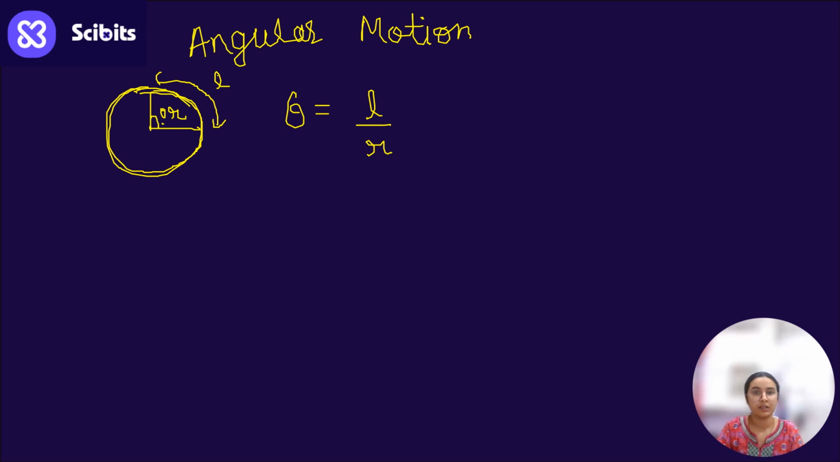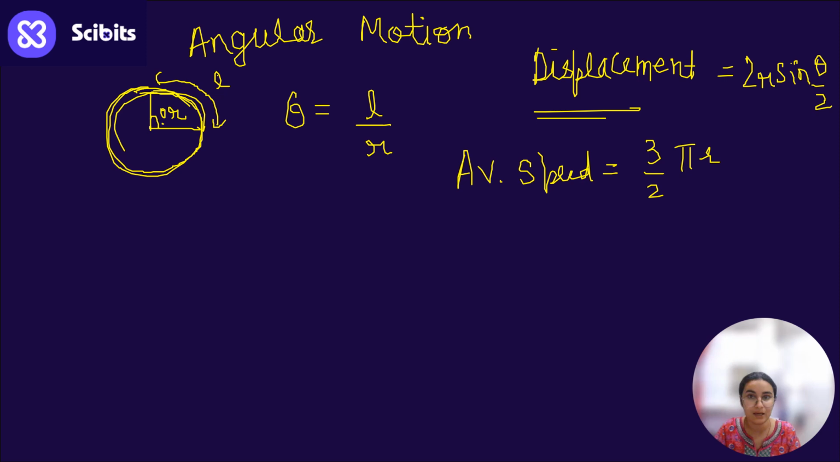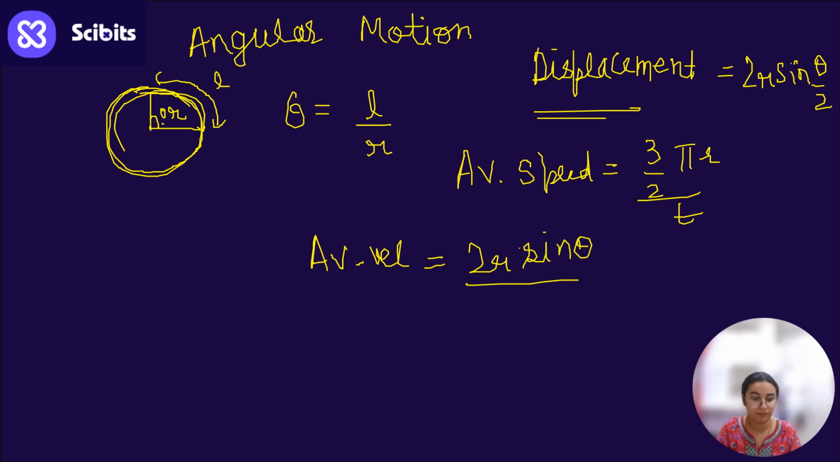So what will be the displacement covered by this object moving in circular motion? You just have to remember the formula 2r sin(theta/2), and the average speed of an object moving in angular motion is 2 pi r by t, and the average velocity is equal to 2r sin(theta/2) by t.